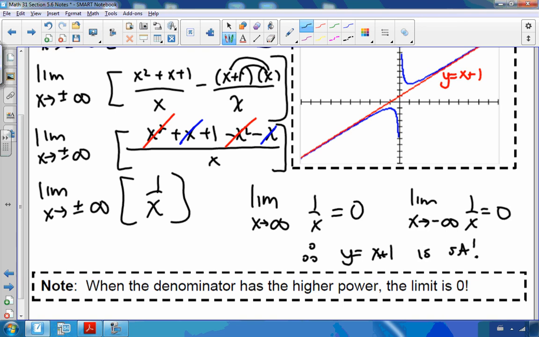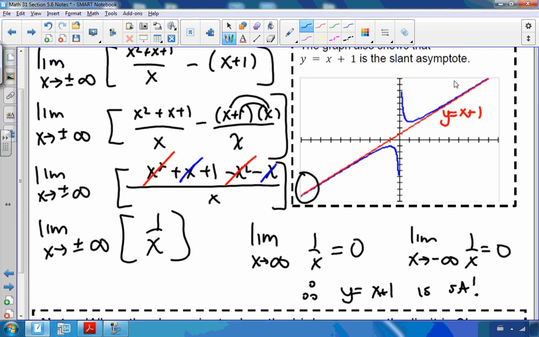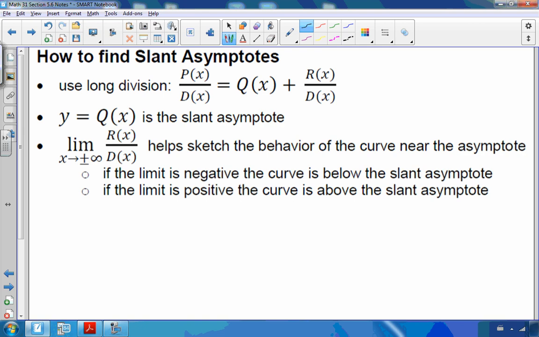The next two examples we're going to do, we're going to look at how do we find the slant asymptote, and how do we know what the end behavior of this graph is going to look like. So the method that we're going to do is very similar to the horizontal method that we used.